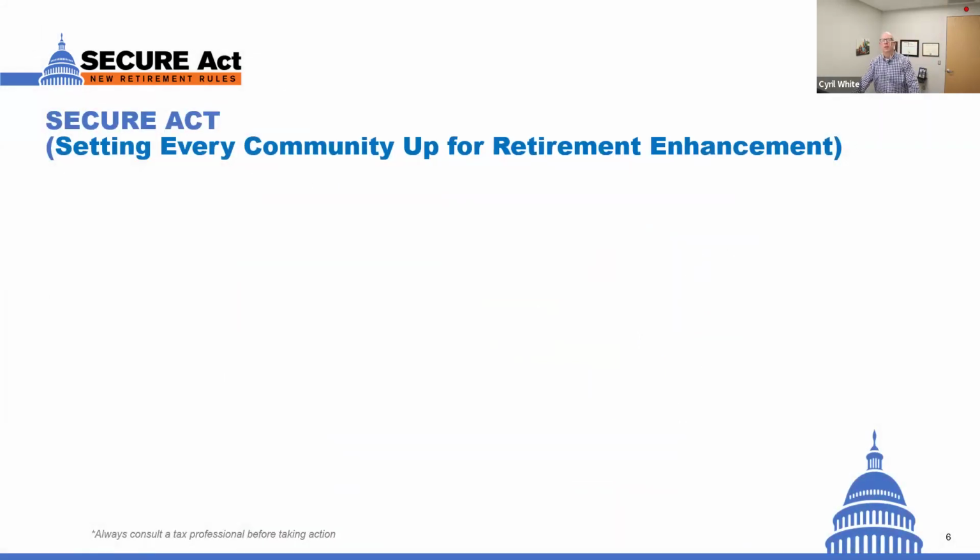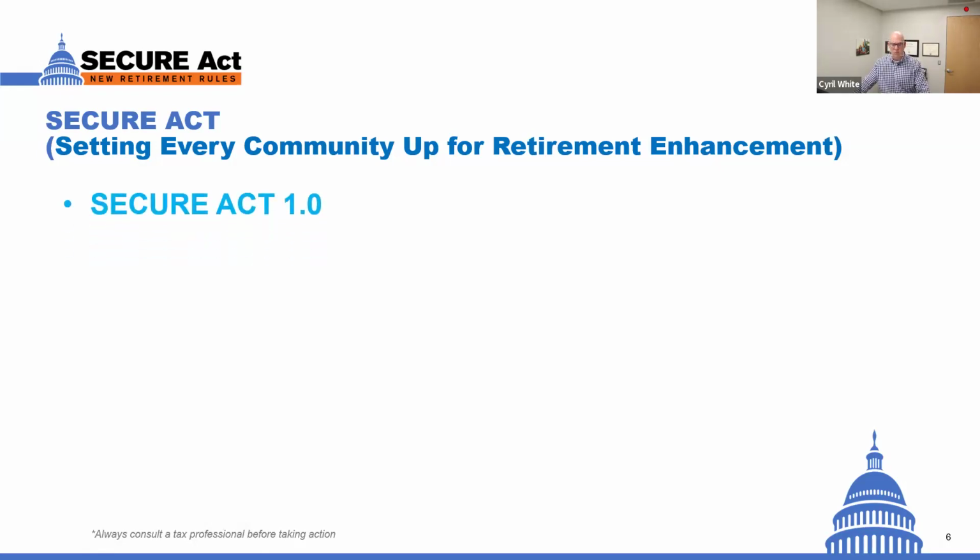So the Secure Act is a piece of legislation, or actually several pieces of legislation, and it's an acronym because our government loves acronyms, and it stands for Setting Every Community Up for Retirement Enhancement. Isn't that an awesome, clever acronym?